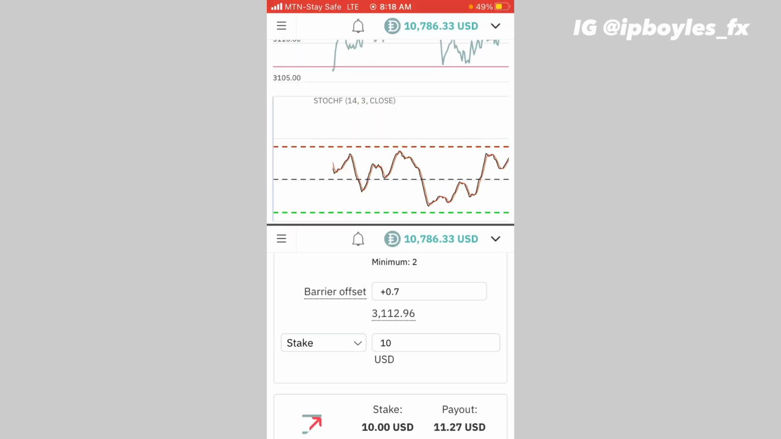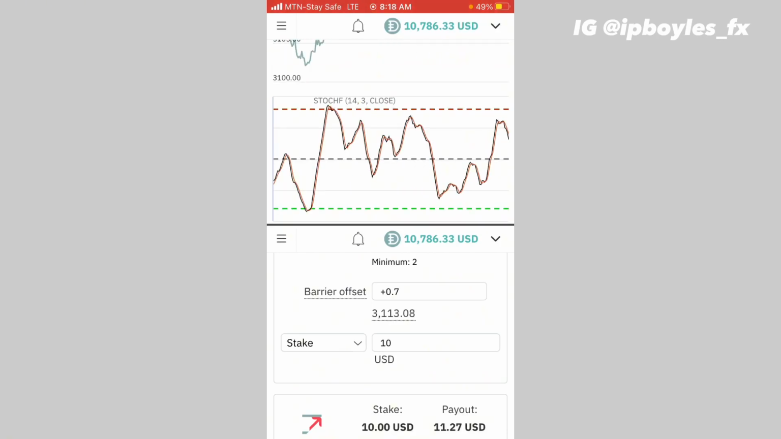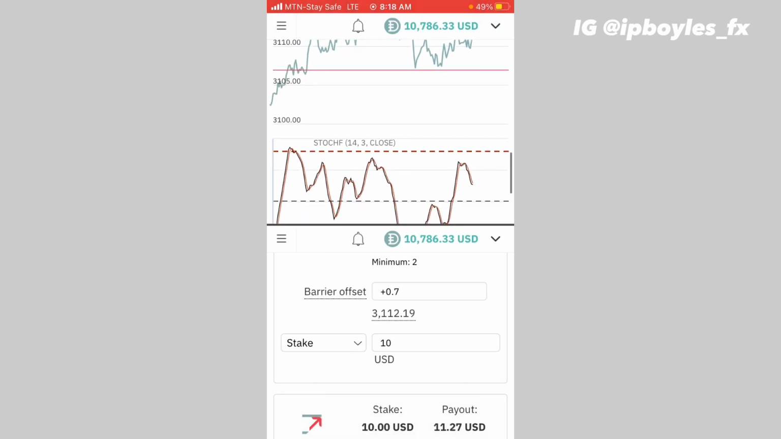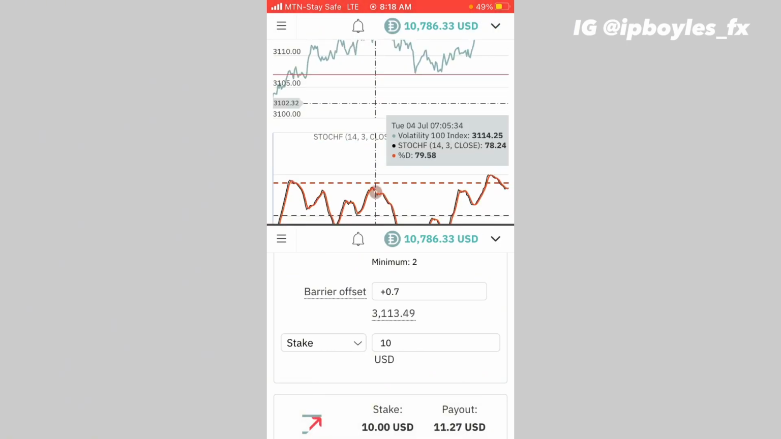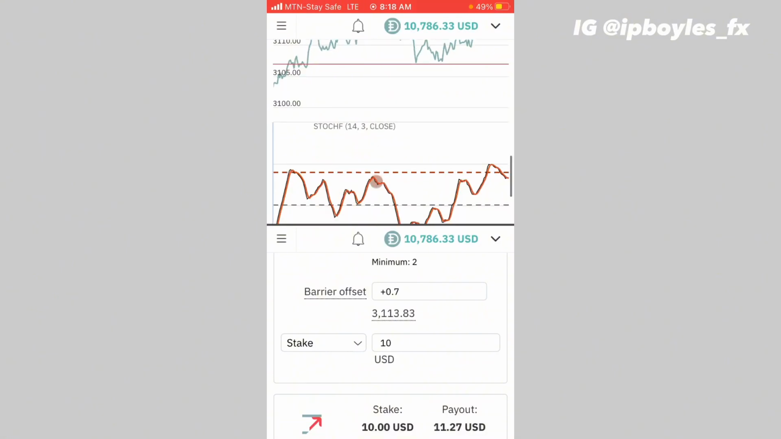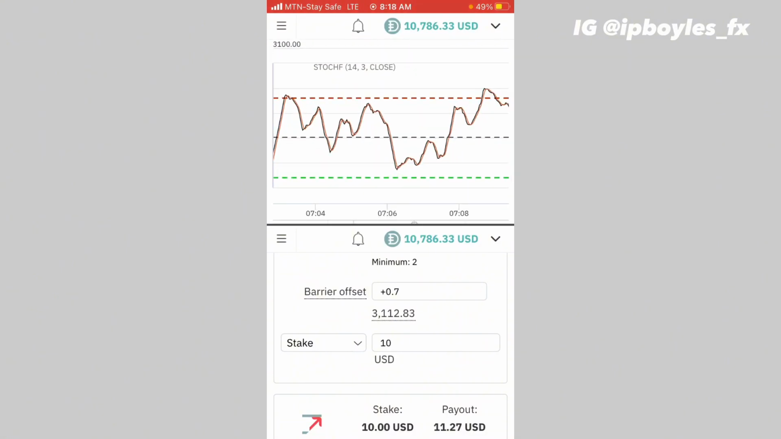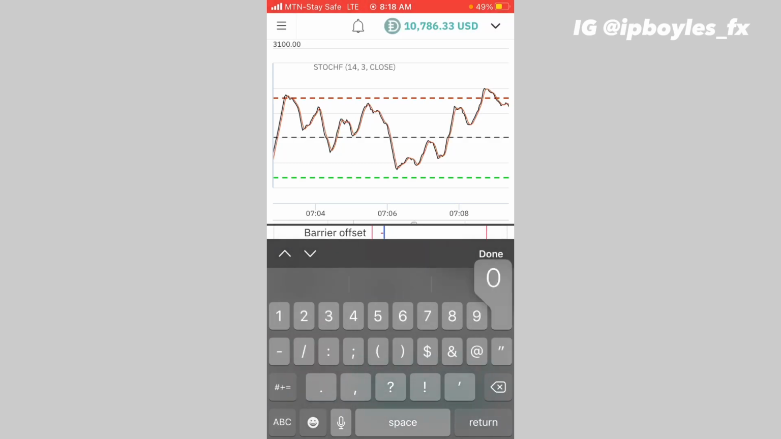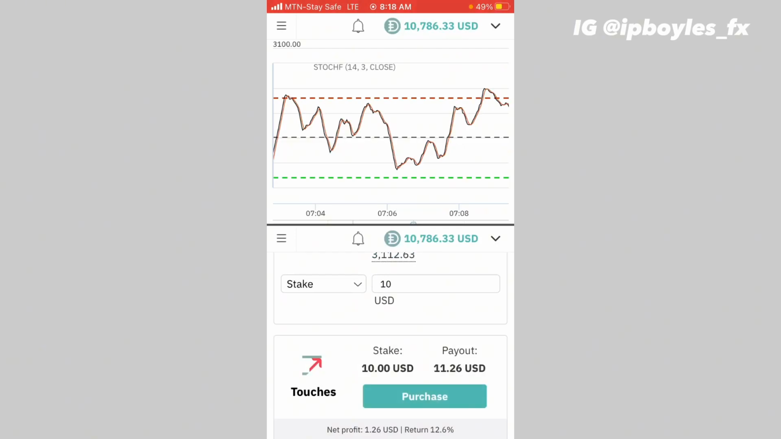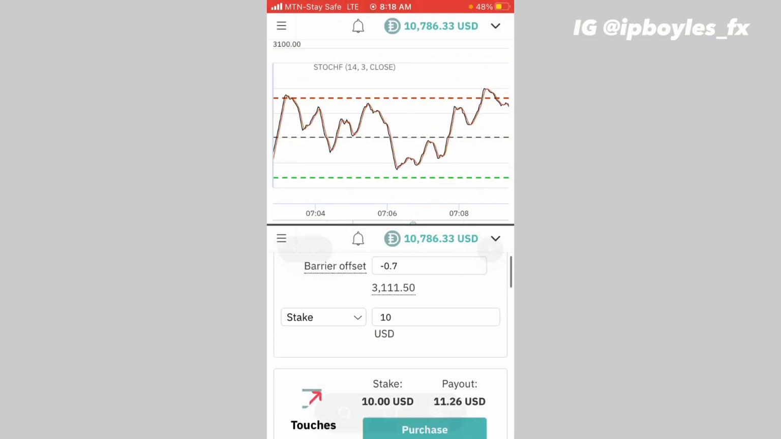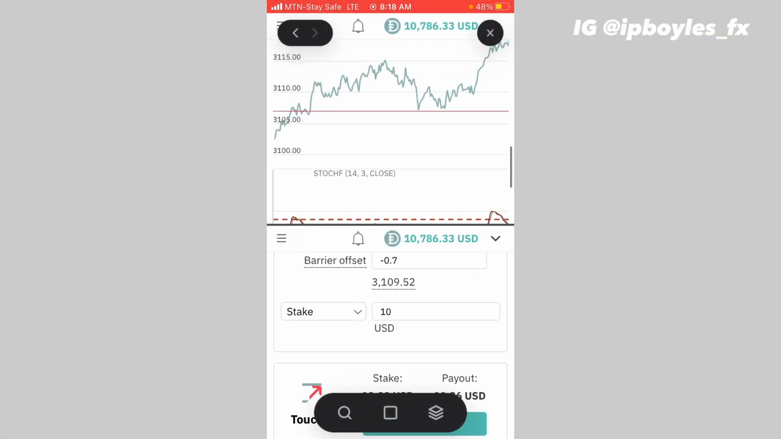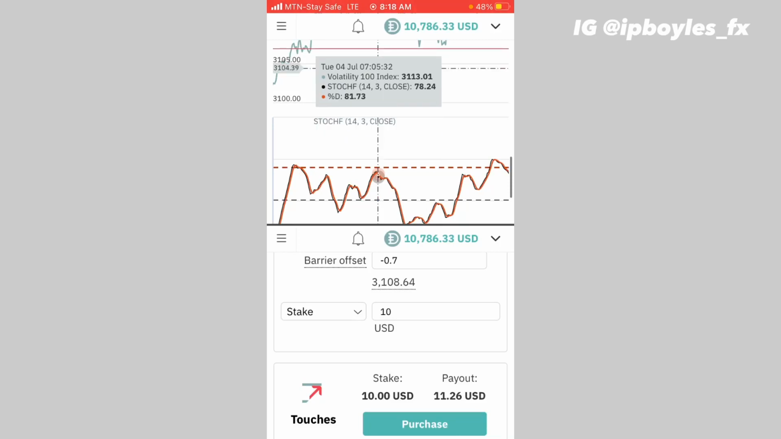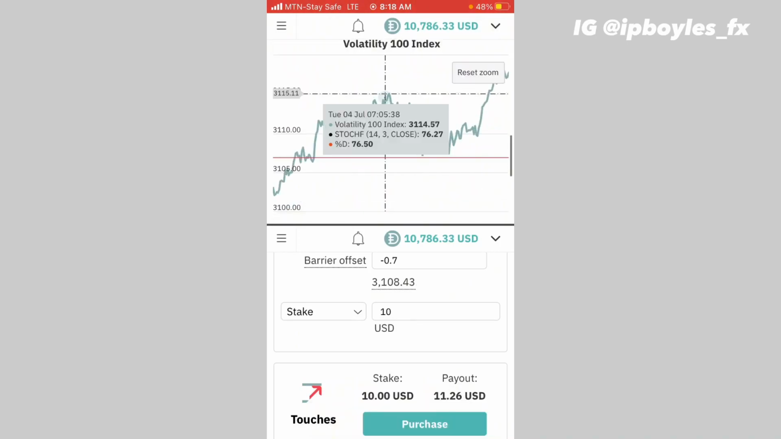That's when you are going to take your trade, once price touches it and immediately crosses over. If you are taking your trade, you must make sure that your barrier offset is on minus 0.7. So minus 0.7 means you are selling. You want the market to touch your minus 0.7 barrier offset.